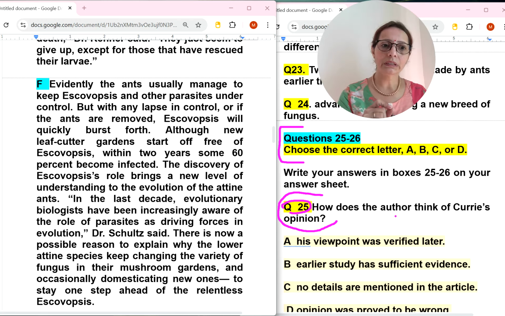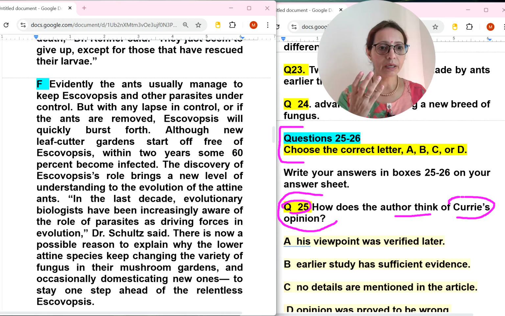How does the author think of Curie's opinion? So, what the author thinks about Mr. Curie's opinion? We know in which paragraph they were talking about Mr. Curie's opinion. So, we will not read any option first. If you read options first, then you will get confused. First, we have understood the question statement. We have understood the demand of the question.